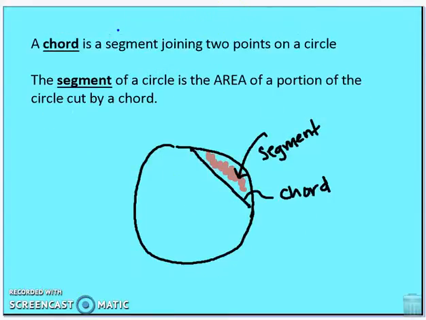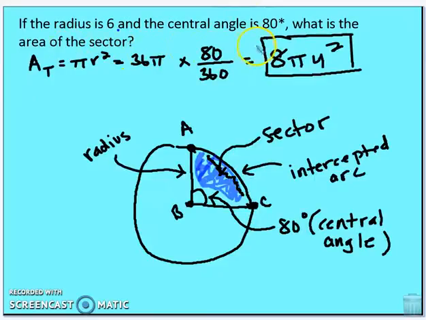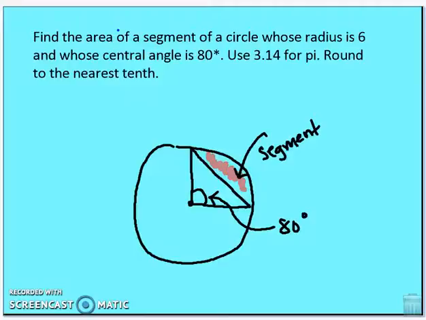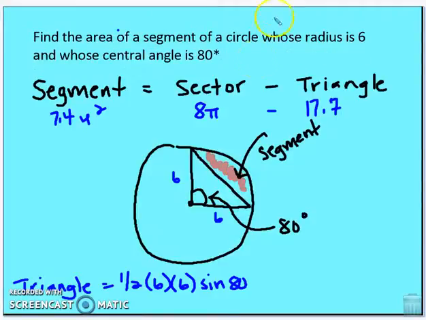Right, so if we recall, we go back to our sector value, 8 pi units squared, and the definition of a segment, figuring out the area of a triangle using the formula 1/2 side length times side length times the sine of the included angle, which leaves us with 17.7. Subtracting that from 8 pi leaves us with 7.4 units squared, and that's the area of the segment.